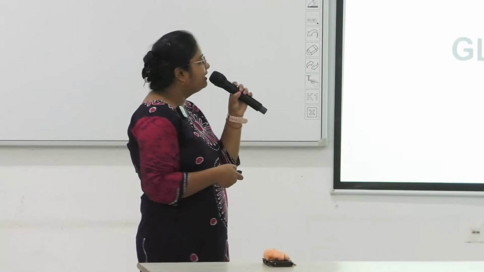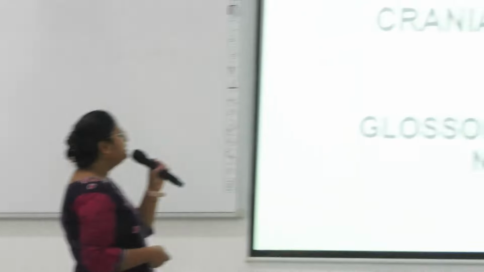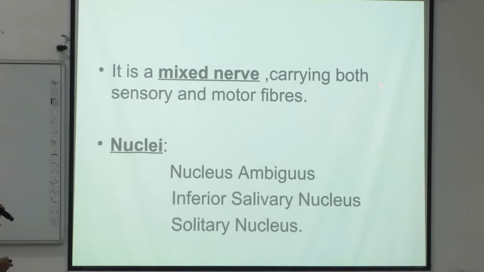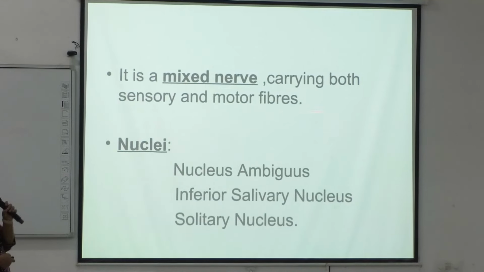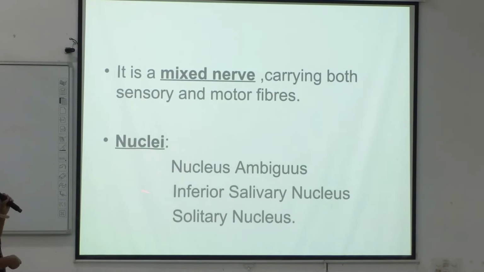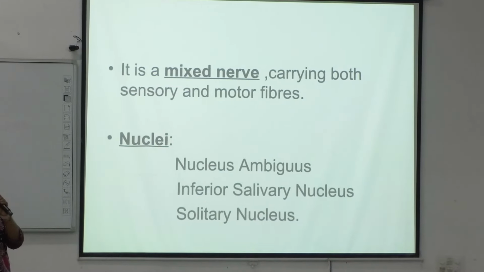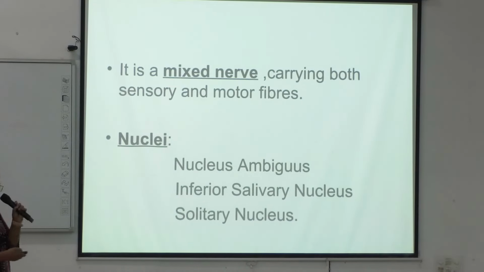12th cranial nerve. So first we will discuss the 9th cranial nerve, the glossopharyngeal nerve. It is a mixed nerve carrying both sensory and motor fibers. And the solitary nucleus, nucleus tractus solitarius.